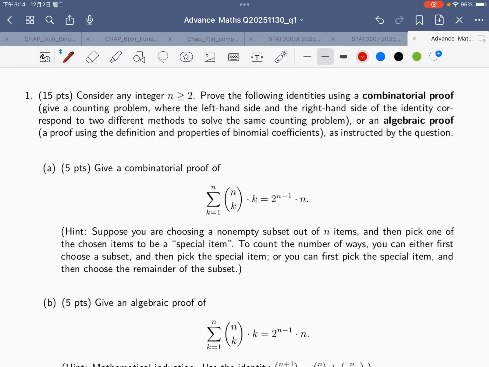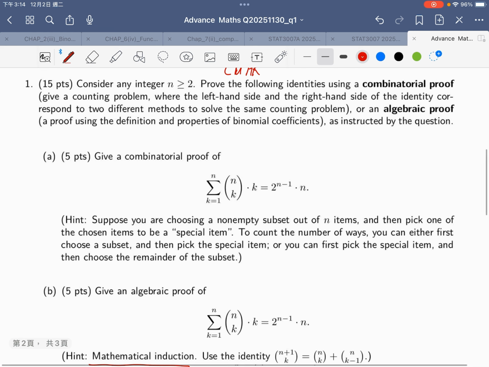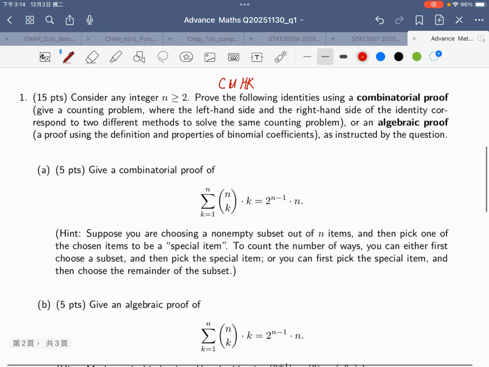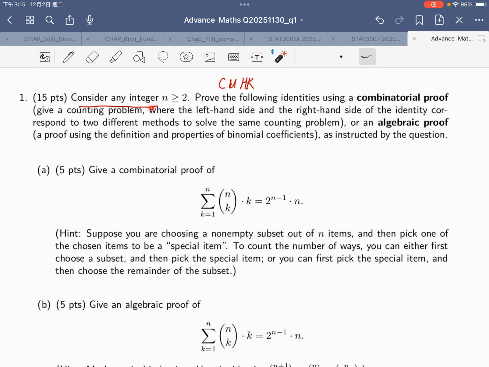This question is from CUHK. I think it is an exam question or some public quiz or public exam question. I cannot be sure. I solve the first two parts for you, and that is: consider any integer n greater than or equal to 2, prove the following identity.